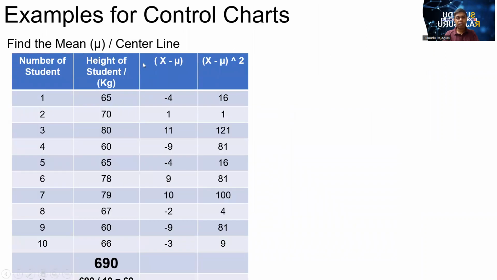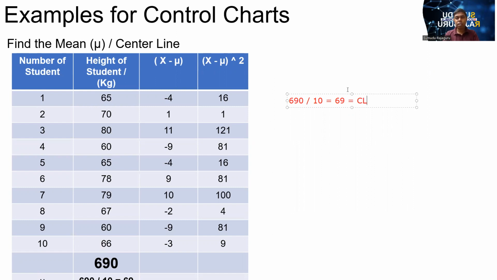Now you can see in here, the total is 690. So 690 divided by 10. So what is the center line? Center line is 69. 690 divided by 10 is equal to 69. So that is the center line.